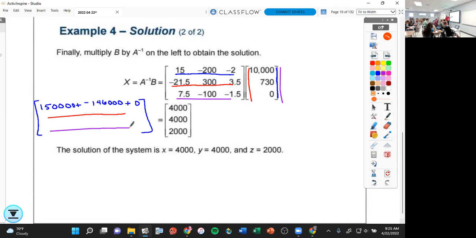What are the dimensions of my inverse? Or what is the order? 3 by 3. This is a 3 by 3. What is the order of this one? 3 by 1. Always rows first. Rows by columns, always. Look at the inside number. Can we multiply them together? Yes. What are the dimensions of the answer? The answer is a 3 by 1.